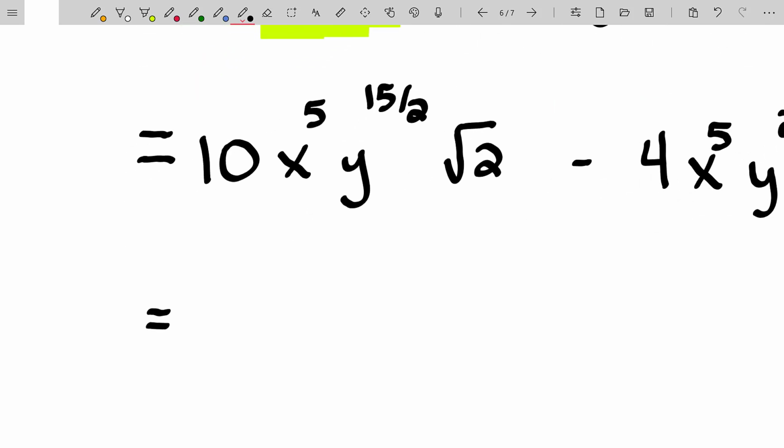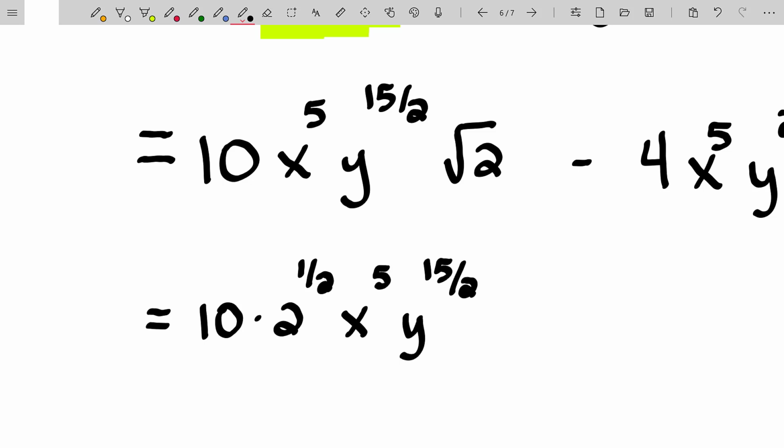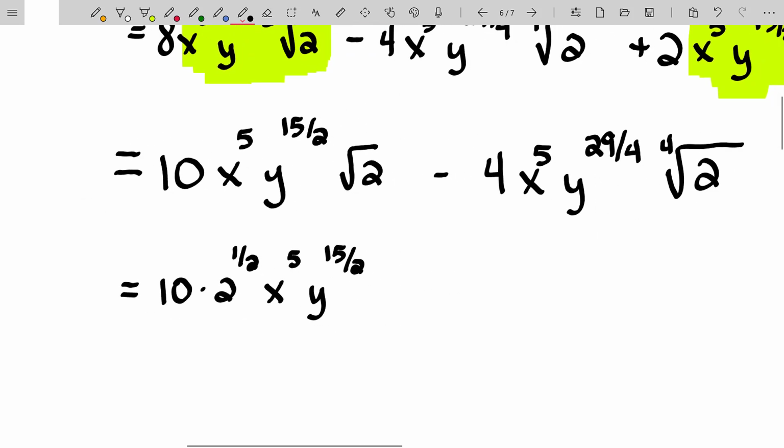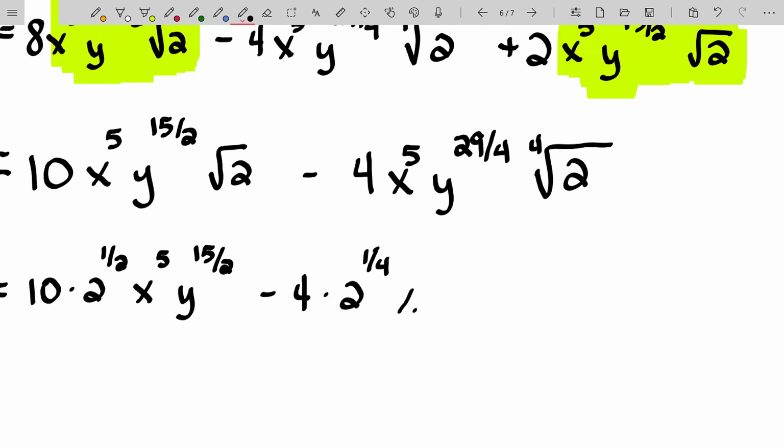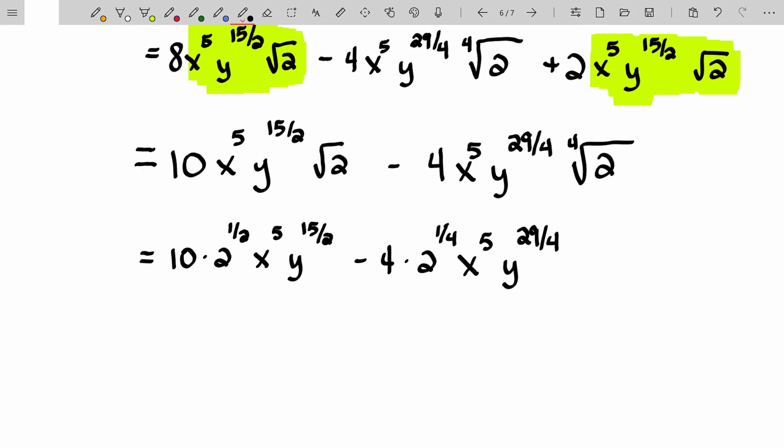So this is going to equal, we have a beautiful 10 times 2 to the 1/2, because that's the square root of 2, and then x to the fifth and y to the 15 halves. That's that first term written only with rational exponents. And then minus 4 times 2 to the 1/4, because that's what the 4th root of 2 is in terms of rational exponents, and then x to the fifth, y to the 29 over 4. And really, as far as simplification, there's not much else you can do.